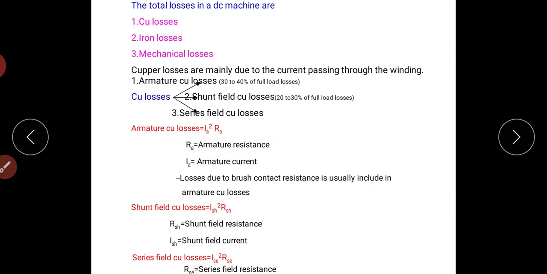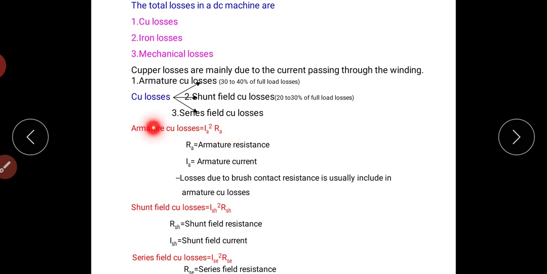So total losses in a DC machine are copper losses, iron losses and mechanical losses. Copper losses are mainly due to current passing through the winding. Copper losses are divided into three types: armature copper losses, shunt field winding copper losses, series field winding copper losses. In total losses, 30 to 40% are due to armature copper losses, 20 to 30% are due to shunt field winding copper losses, and series field winding copper losses are less, approximately 10 to 20% of full load copper losses.